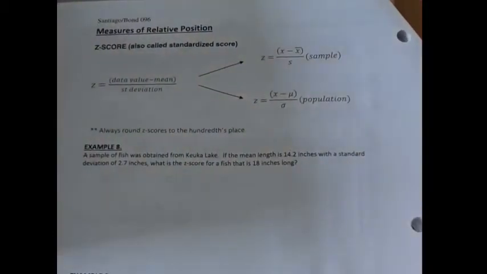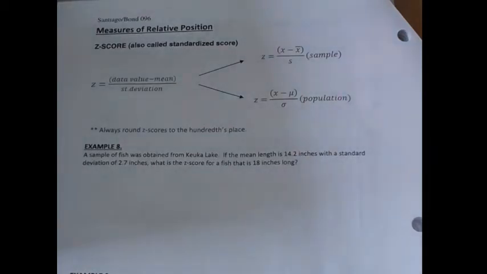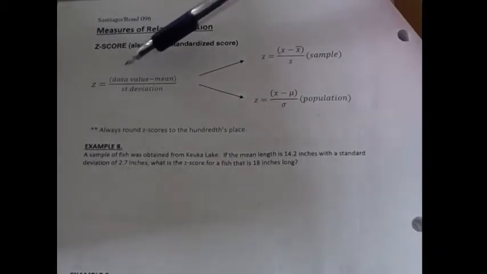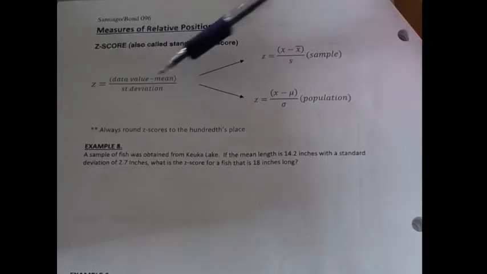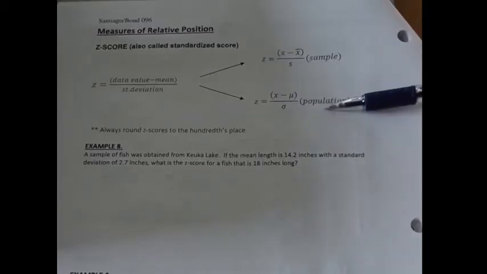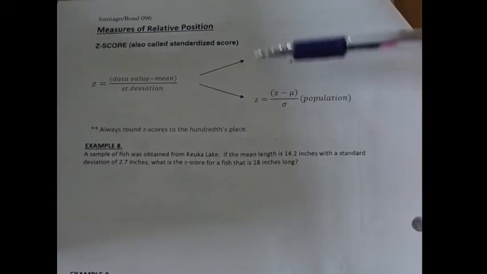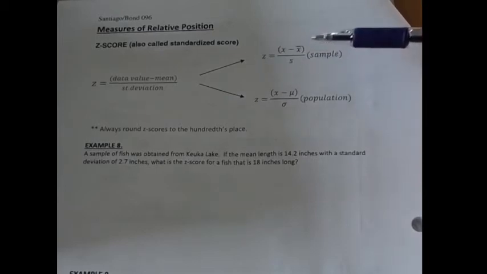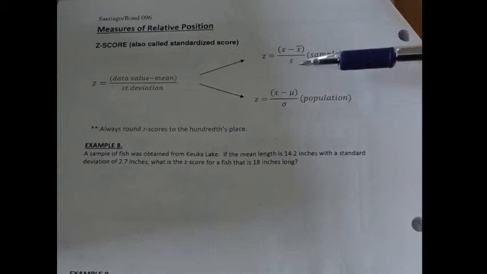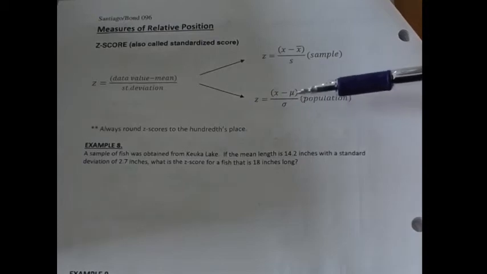Next, let's talk about measures of relative position. So we have something called the z-score. It's also called the standardized score. So your z-score in words is essentially when you take your data value and you subtract the mean, and then you divide it by the standard deviation. Now the cool thing is that the formula does not change. The notation does if you're talking about a sample versus a population. So for your reference, if you're working with a sample, the mean is x bar and your standard deviation is s. For a population, your mean is mu and your standard deviation is sigma.